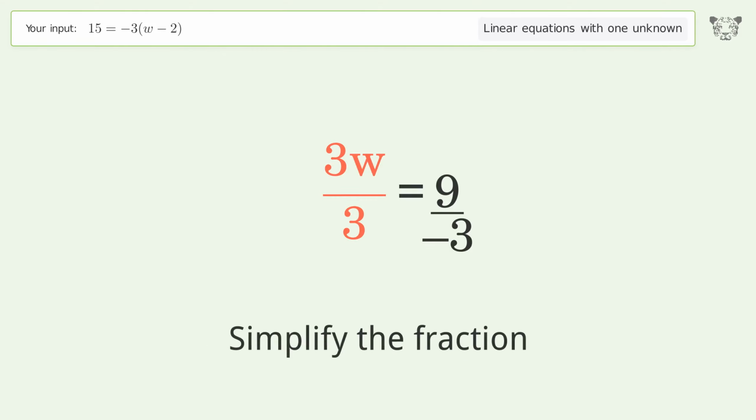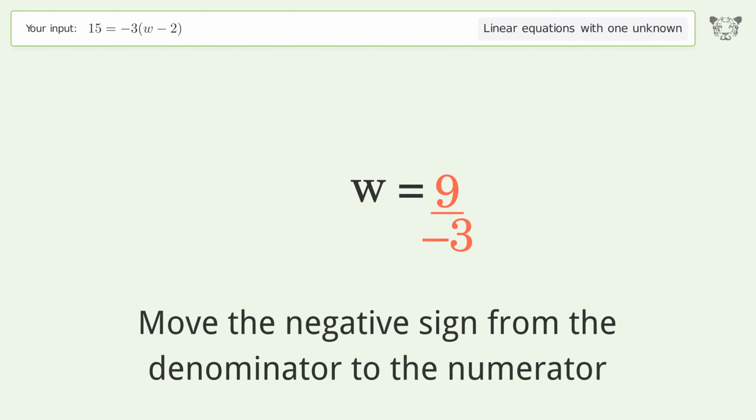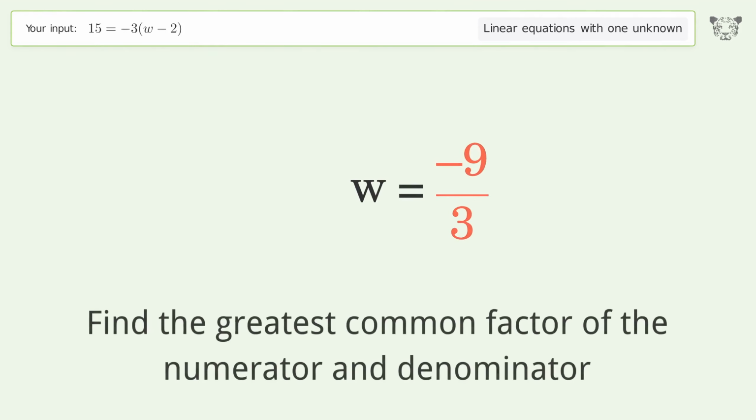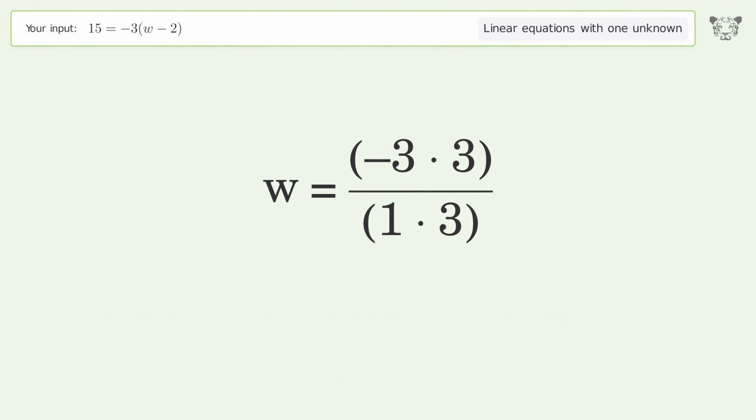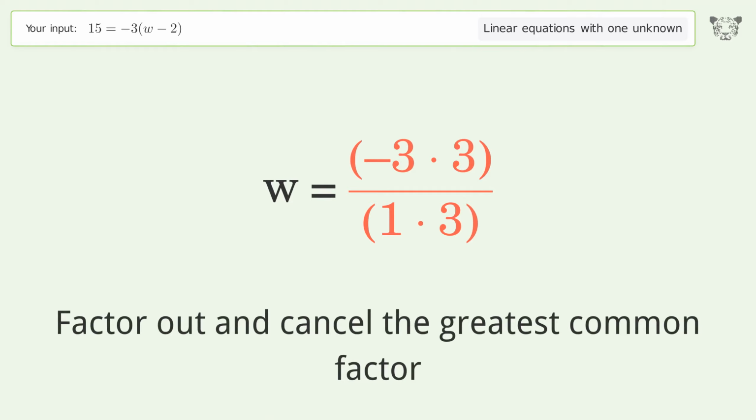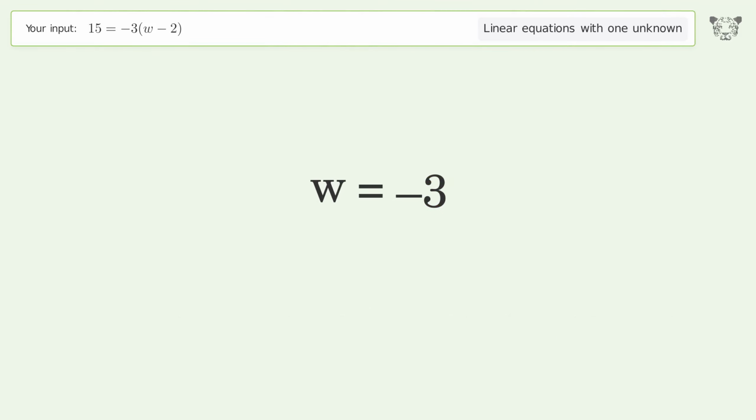Simplify the fraction. Move the negative sign from the denominator to the numerator. Find the greatest common factor of the numerator and denominator. Factor out and cancel the greatest common factor. And so the final result is w equals -3.